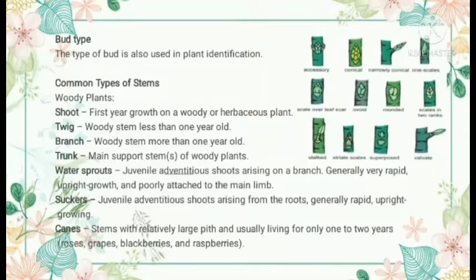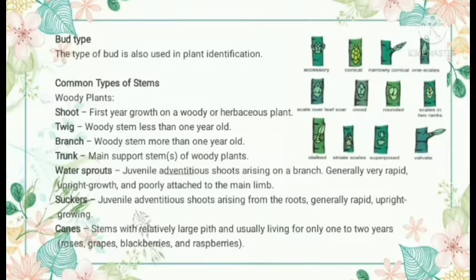Stems are also used in plant identification. Common types of stems on woody plants are shoot, twig, branch, trunk, water sprout, suckers, and canes. The first one is shoot. A shoot is the first year growth of a woody or herbaceous plant. A twig is a woody stem less than one year old. A branch is a woody stem more than one year old.